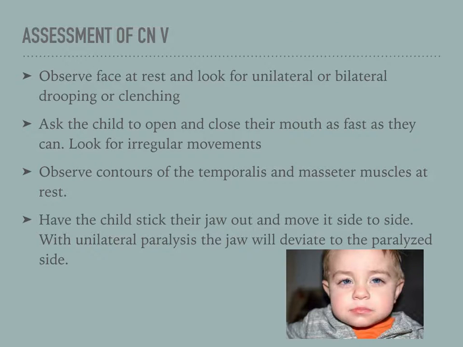Assessment of cranial nerve number 5 is to observe the face at rest and look for a unilateral or bilateral drooping or clenching. You should ask the child to open and close their mouth as fast as they can, and look for irregular movements. Another assessment is to observe contours of the temporalis and masseter muscles at rest.